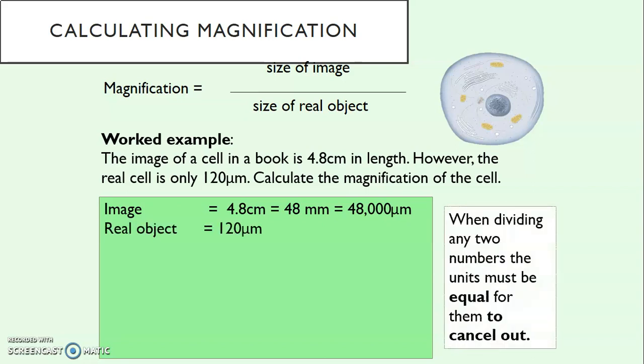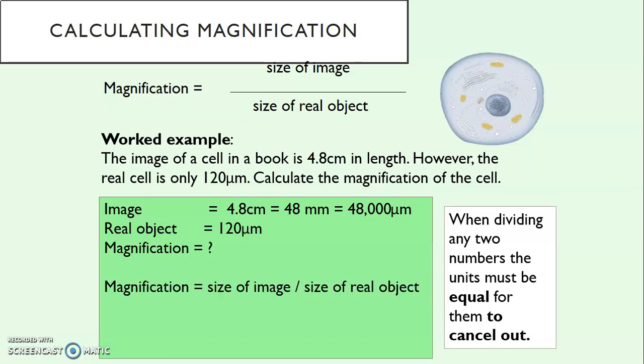The real object then is 120 micrometers. We don't know magnification, so we need to work out the size of the image divided by the size of the real object. So we pop our numbers in and we get 48,000 divided by 120, which gives us a magnification of 400 times. Make sure, please, when you're writing magnification, you put that times down. That just says that the image is 400 times bigger than the original one.